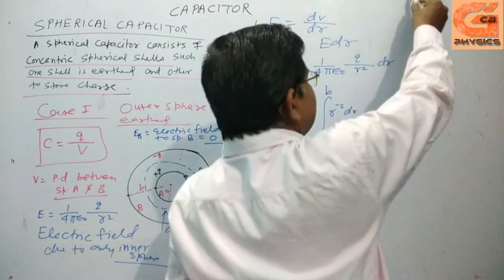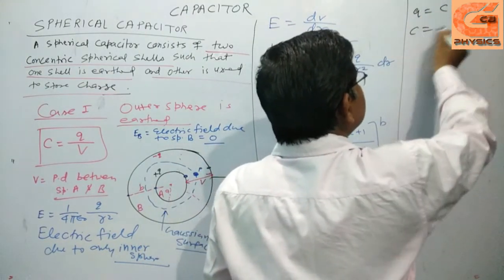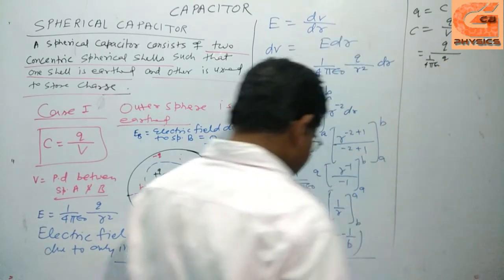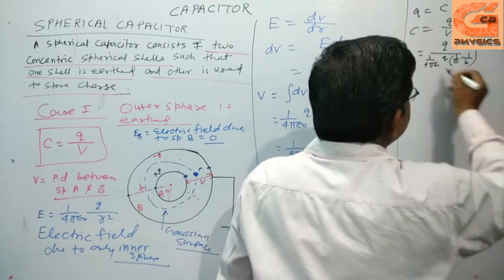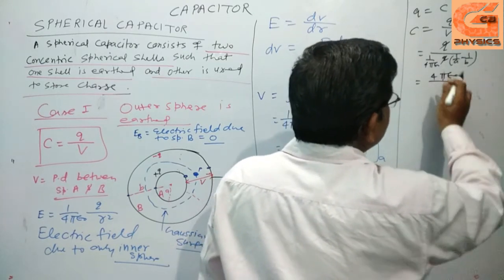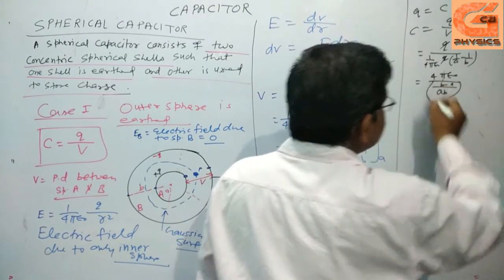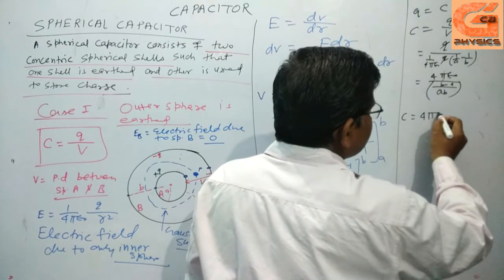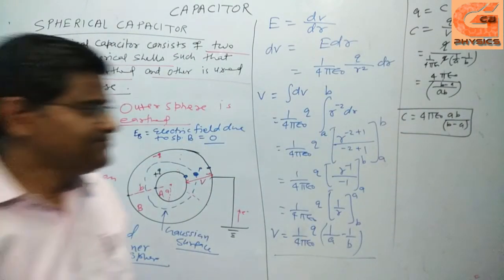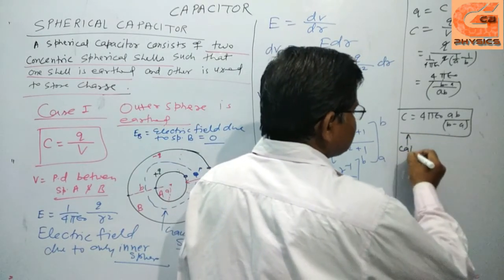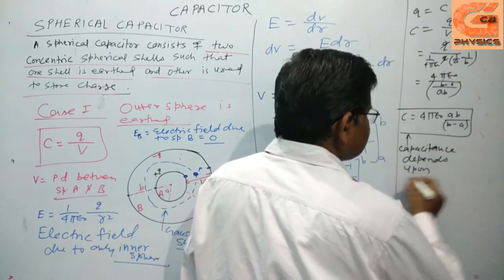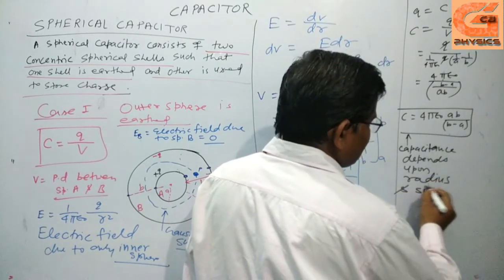Now, from the relation Q equal to CV, C equal to Q by V, that's why Q divided by 1 by 4 pi epsilon naught Q into 1 by A minus 1 by B. Q is cancelled out, and that's why 1 by, on the upper side, 4 pi epsilon naught, and this is AB, and this is B minus A. Then capacitance is equal to 4 pi epsilon naught AB by B minus A. And this capacitance depends upon the radius and size of the sphere.